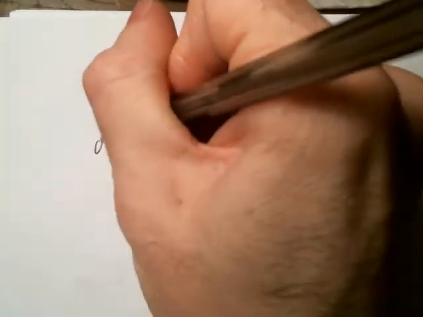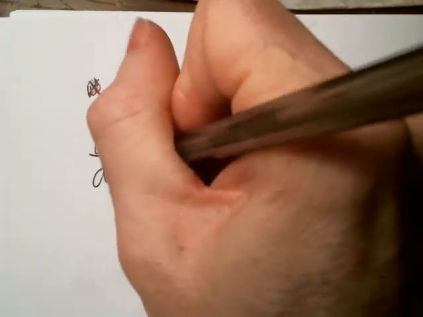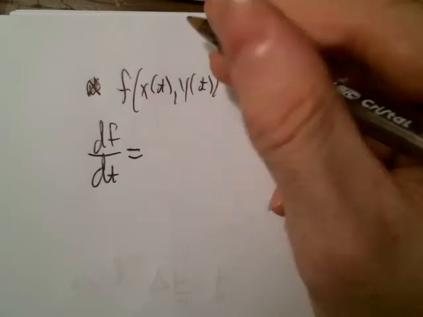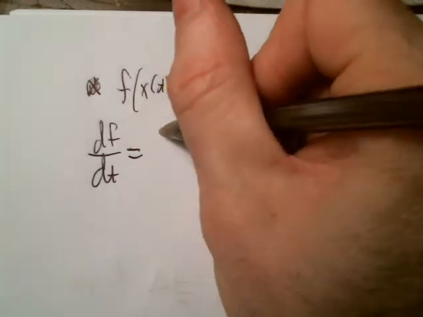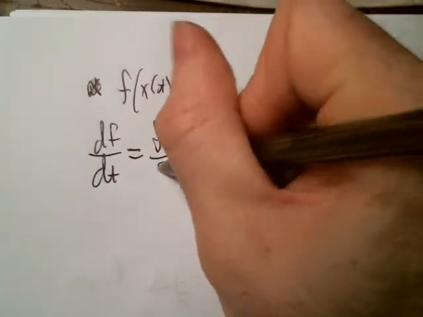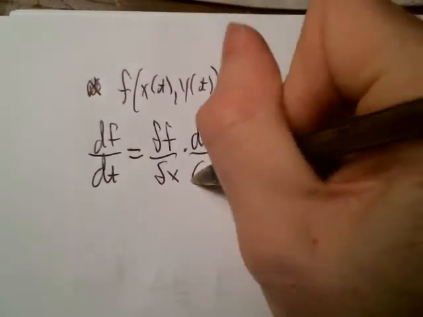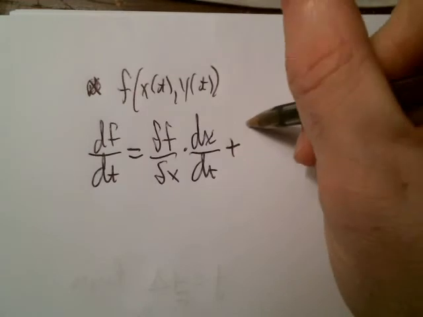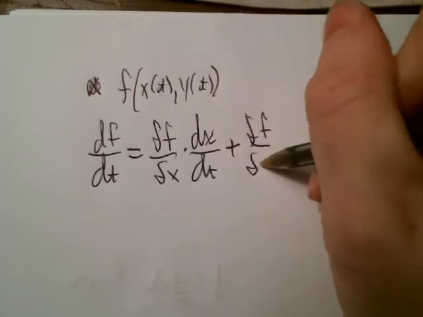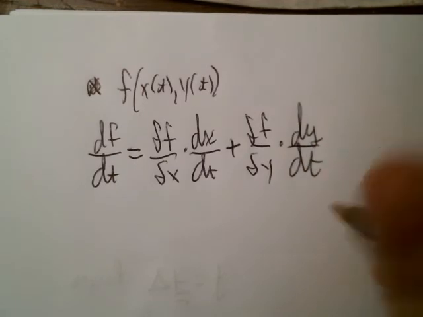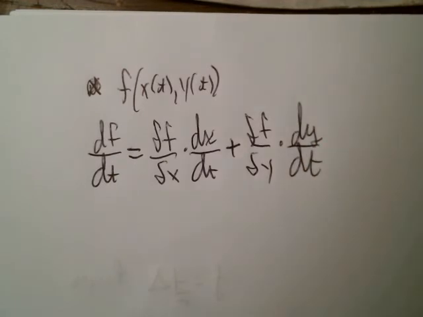If we take the derivative of that, the derivative of f with respect to t, how did that work by the chain rule? Well, we have to take the partial of f with respect to x, and then multiply that by the derivative of x with respect to t, and then plus the partial of f with respect to y times the derivative of y with respect to t. It's that idea that gets the job done for us here in proving the fundamental theorem of line integrals.